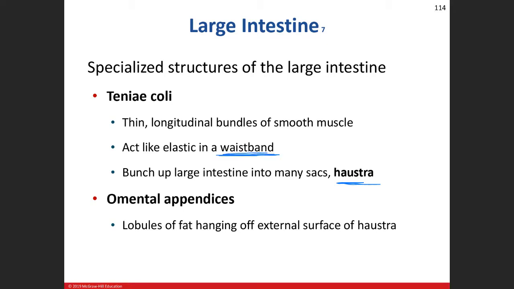All right, and then on the outside, you'll also have these globs of fat that hang off the external portion of the large intestine, and those are called omental appendices. It's just accumulations or lobules of fat that you'll see scattered throughout the large intestine there.